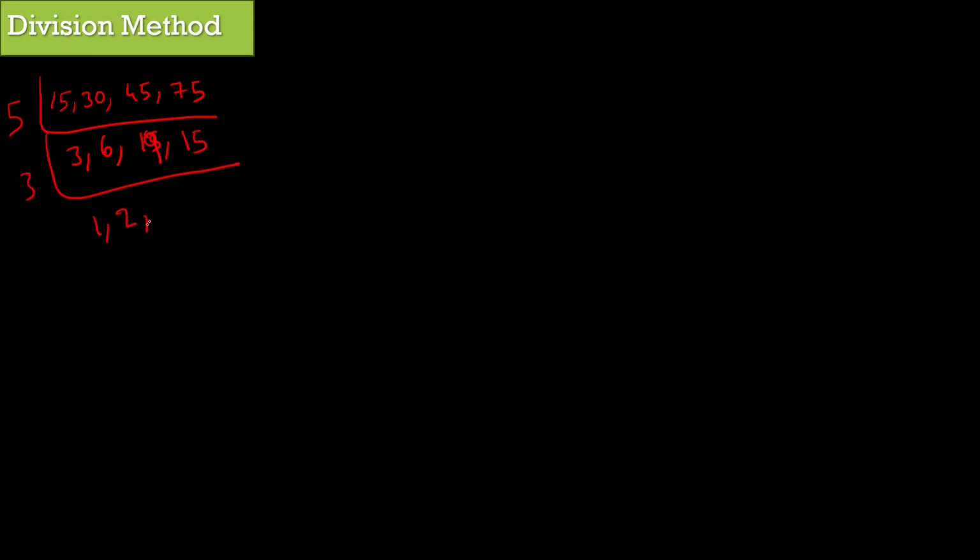3 ones are 3, 3 twos are 6, 3 threes are 9, 3 fives are 15. Now if you see, all are either prime numbers or 1. So we can stop here. So what is the LCM? 2 into 3 square into 5 square. This will be the LCM of these numbers.